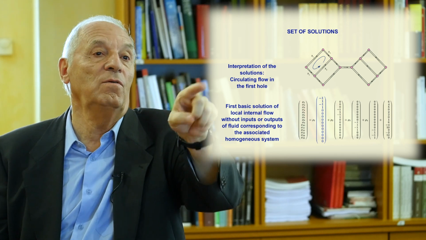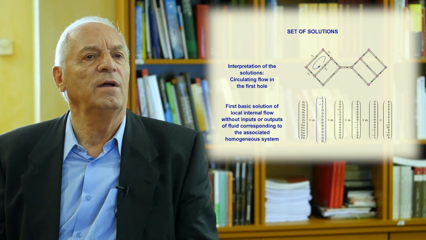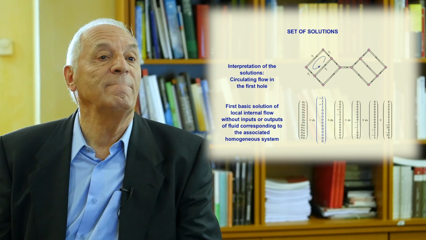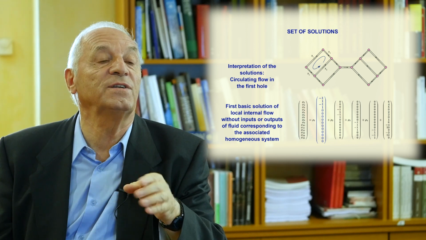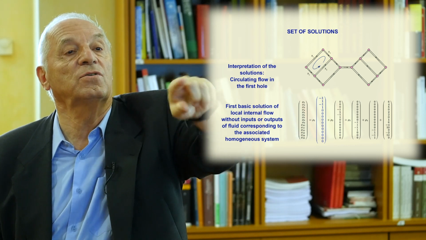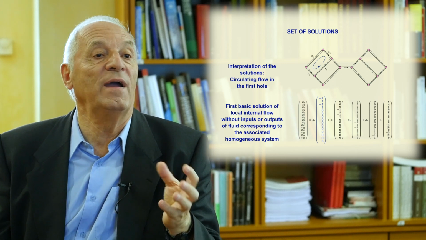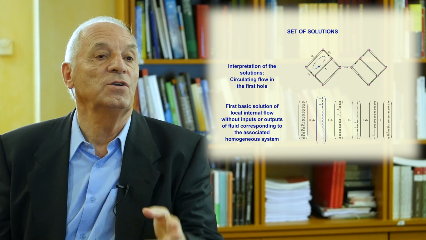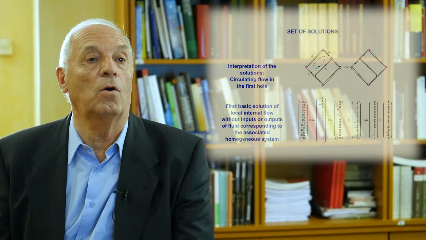I can consider the first hole. I can consider that there is no flow in the rest, there is no flow entering or exiting the network, but it's only circulating in that hole. And then I write this vector, in which I assume that the circulating flow is unit, and depending on the directions of the flows and the rotation, this can be +1 or -1, and then the remaining unknowns should be 0.